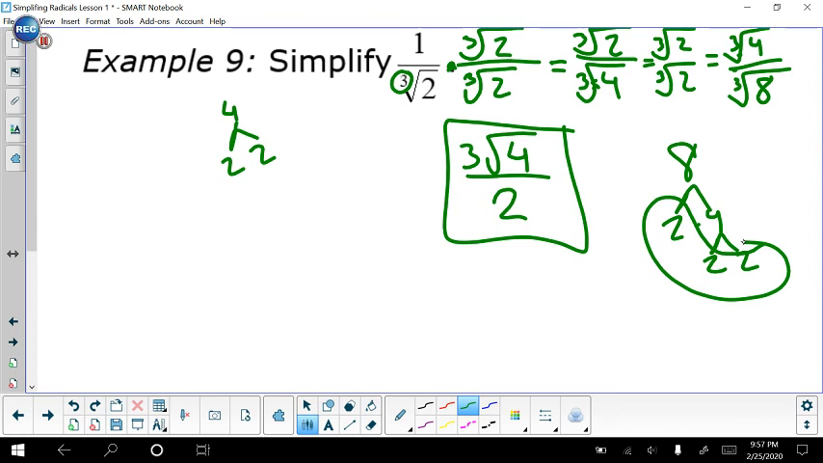All right, last thing, double check to see if 3 and 2 can simplify. In this case, they are simplified, so that is it. We are done with this problem.